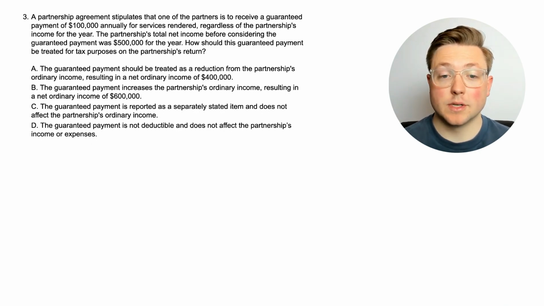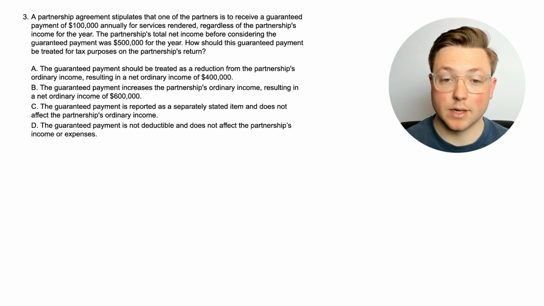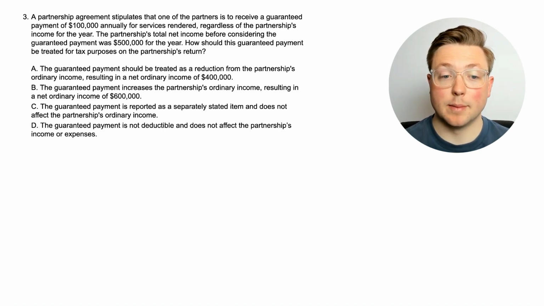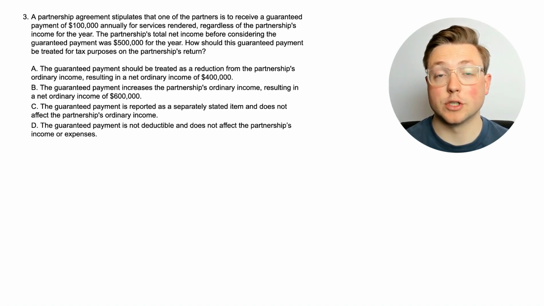A partnership agreement stipulates that one of the partners is to receive a guaranteed payment of $100,000 annually for services rendered, regardless of the partnership's income for the year. The partnership's total net income before considering the guaranteed payment was $500,000 for the year. How should this guaranteed payment be treated for tax purposes on the partnership's return?